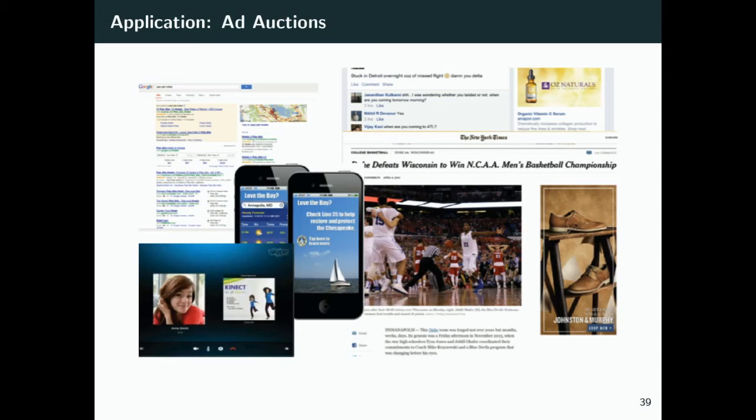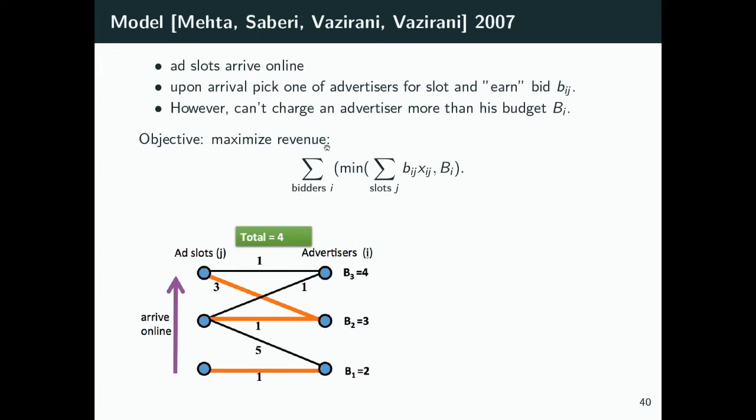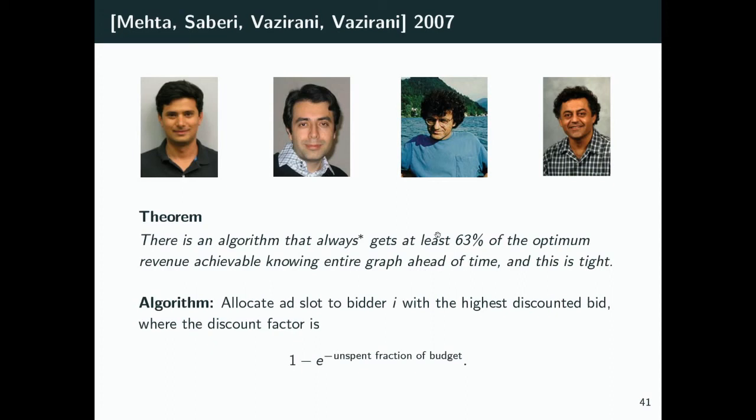And so people have been considering, like Mehta, Saberi, Vazirani and Vazirani, generalizations of the online bipartite matching. They're quite a bit more general. I'm not going to really define this, but they extend this online bipartite matching result and are also able to get, in a quite more complicated setting, at least 63% of the optimum revenue in this case. So I'm not going to explain this. I just want to say that the result of Dick and Umesh and Vijay was a precursor to a huge body of recent literature that has been very, very important in online matching.